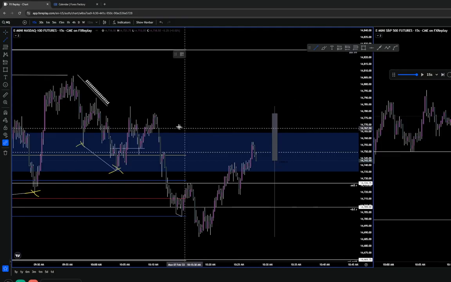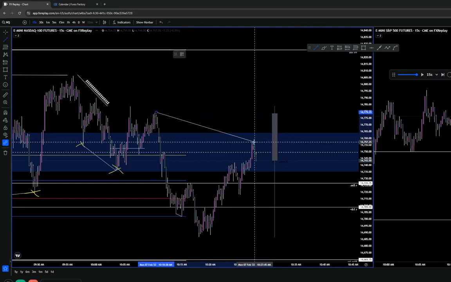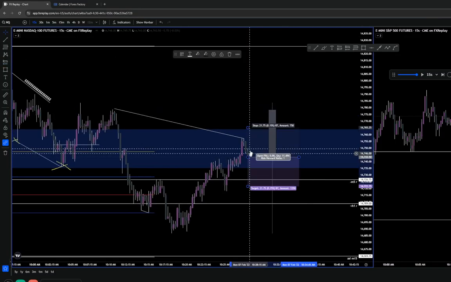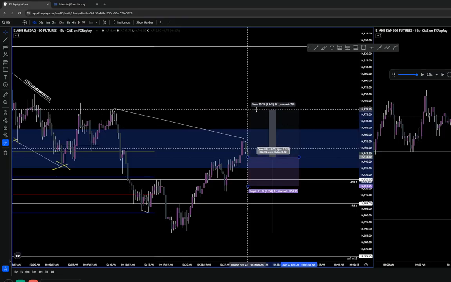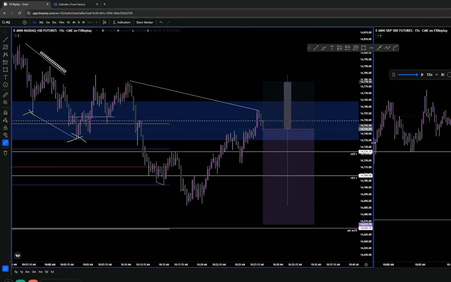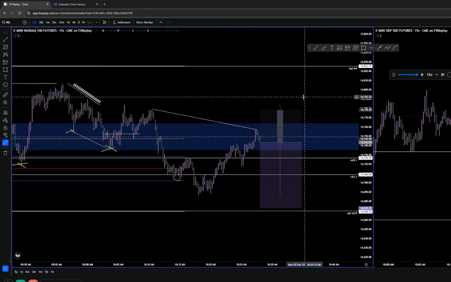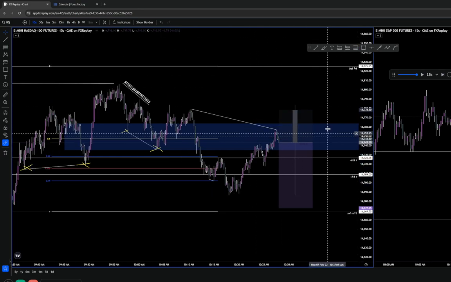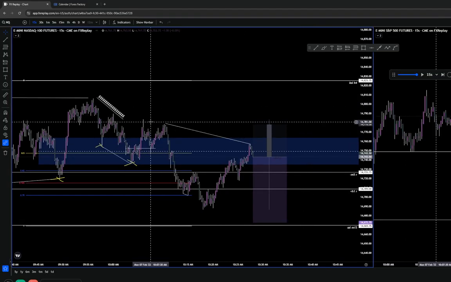Alright. SMT here. Let's see. Alright, could try this short here. Let's see this range. Equilibrium rebalance, SMT at the high.